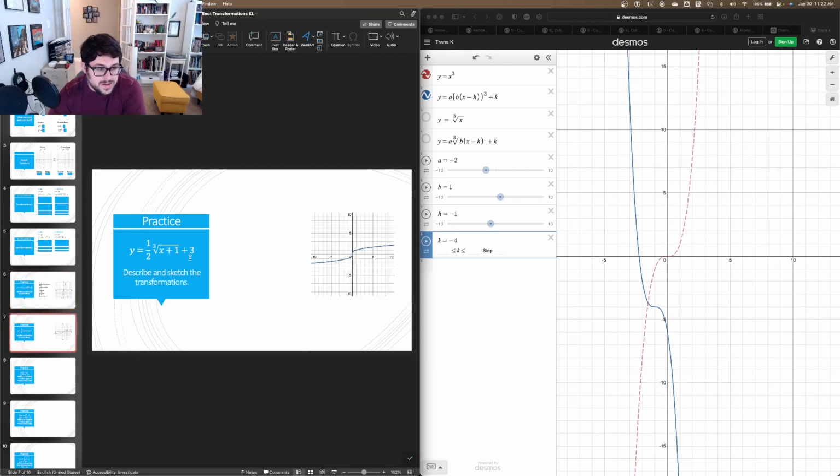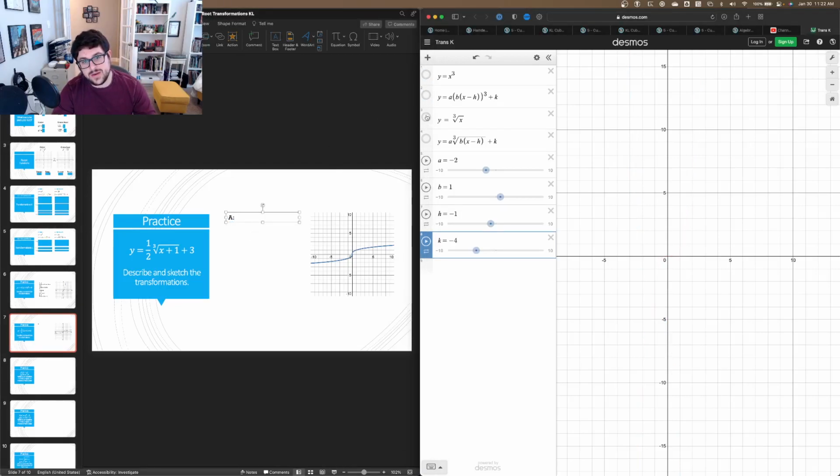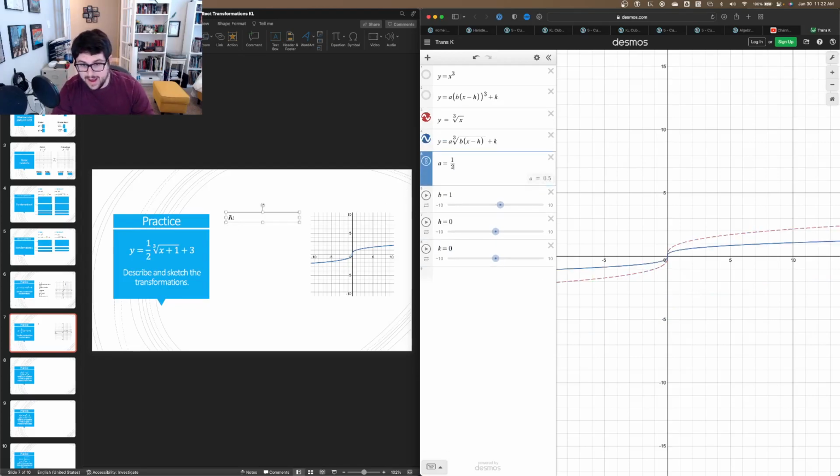All right, what about something like this? Okay, let's again grab a text box. I'm just going to crudely type it. So our A here, let's first switch these things around. So now we're dealing with a cube root function. And I'm going to reset these things. Okay. So, all right, we have this 1/2 out in front. So if I change this to a 1/2, what happens? Well, my new graph is smaller. It's vertically compressed.